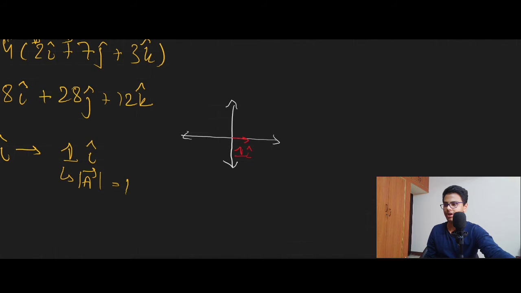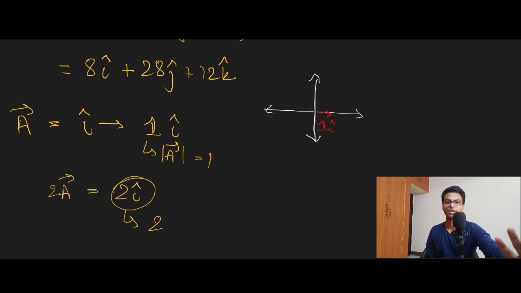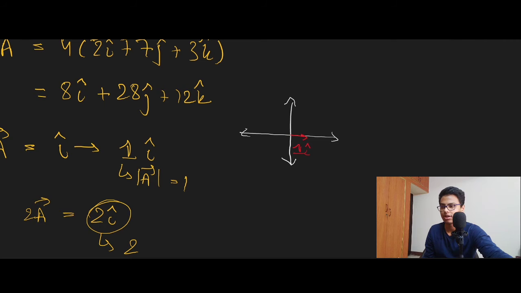Now, if a vector is equal to i cap, and I do 2 times a vector, then that gives me 2 i cap, which basically means that now the magnitude of the resultant vector becomes 2, right? It becomes twice the original. So if it becomes twice the original, it's going to look something like this. Twice the original, this becomes your 2 i cap. So it's very simple to multiply a scalar into a vector.